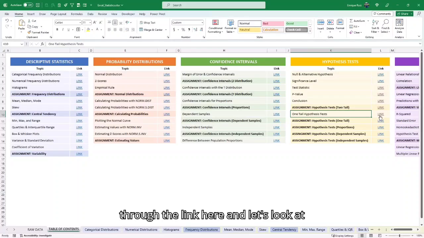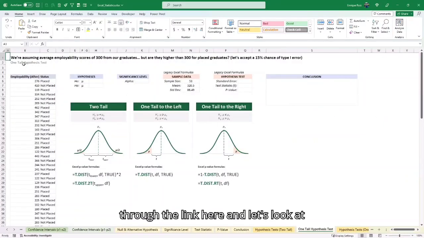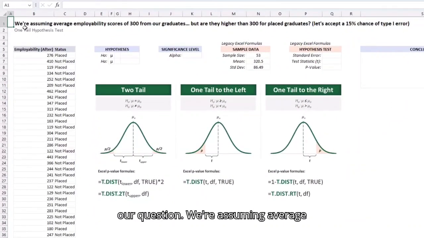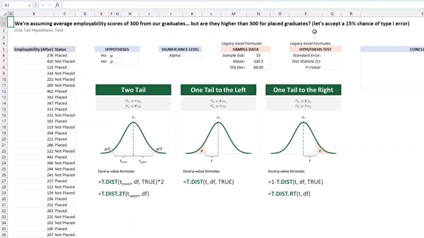So let's go through the link here and let's look at our question. We're assuming average employability scores of 300 from our graduates. We actually already tested this. But are they higher than 300 for placed graduates? Let's accept a 15% chance of type 1 error.